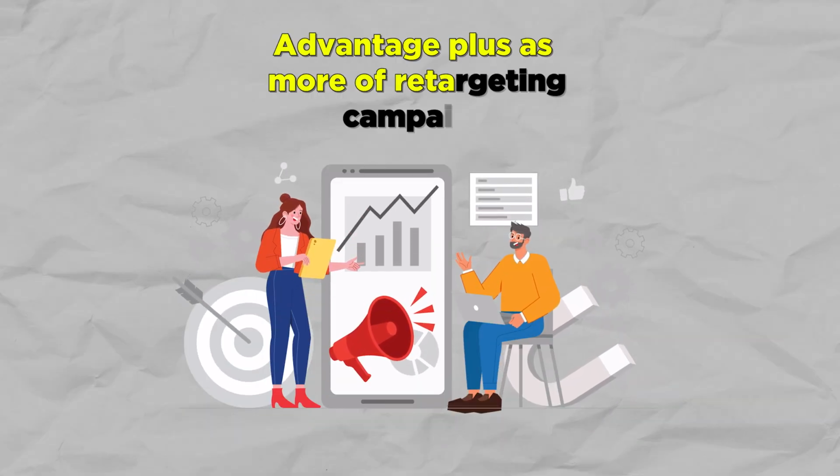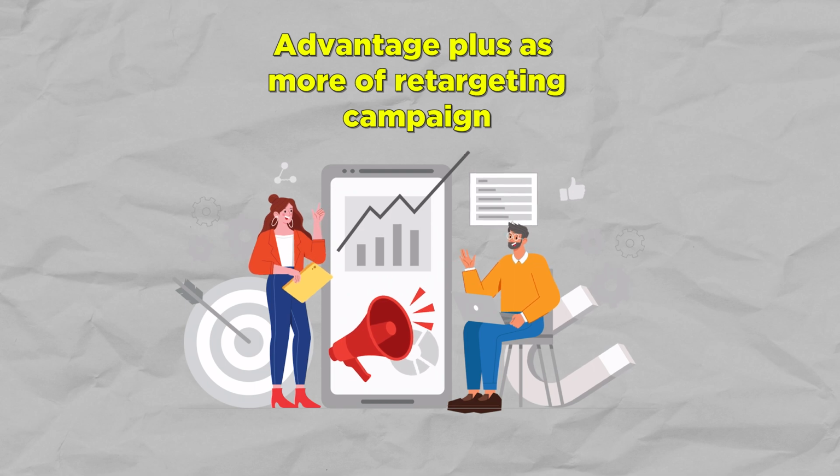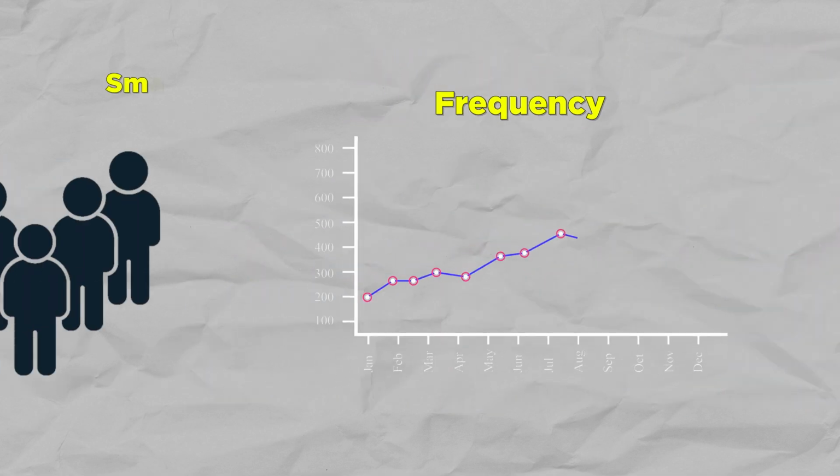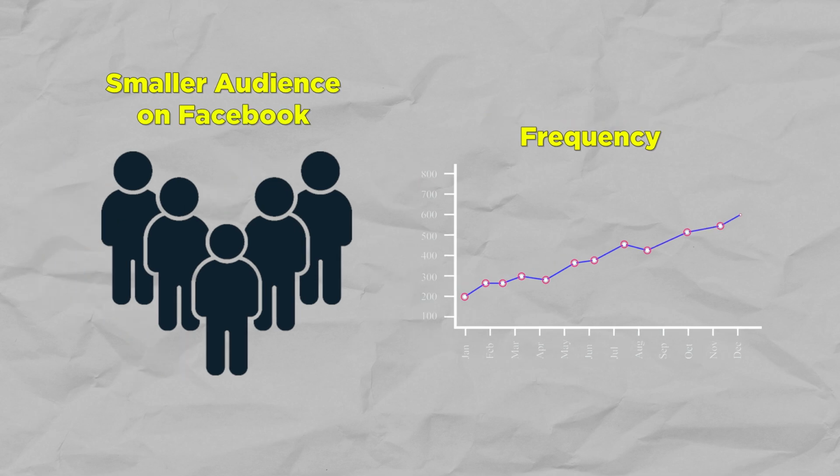Think about Advantage Plus as more of a retargeting campaign essentially. The frequency goes up faster, it's way more aggressive, it goes after a smaller audience. Facebook knows who's about to purchase. So even if somebody was on your competitor's website and they are within a buying cycle, it might show your ad to those people, which is good. Don't get me wrong, Advantage Plus is a great invention.